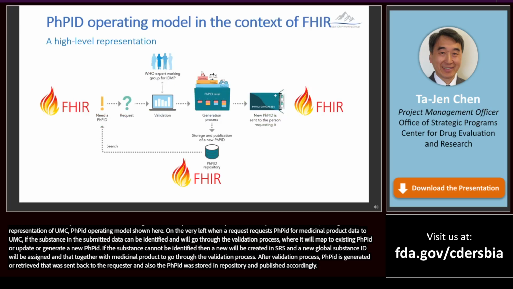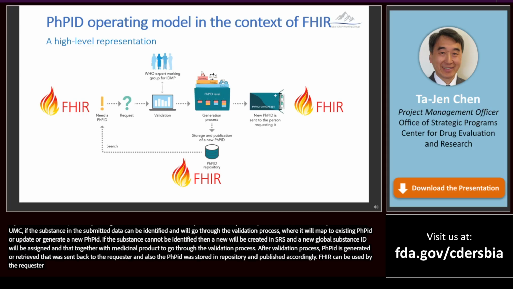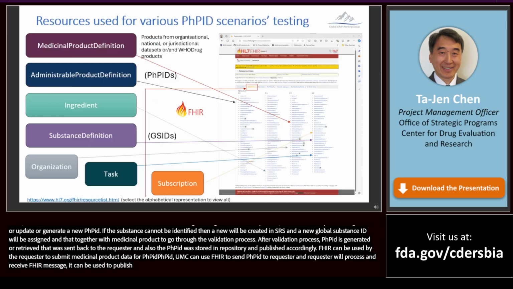HL7 FHIR can be used by the requester to submit medicinal product data for PhPID. UMC can use FHIR to send back PhPID to the requester, and the requester will process a received FHIR message. FHIR can also be used to publish PhPID. HL7 FHIR has a comprehensive set of resources, and we can use various resources to compose PhPID and global substance ID message.